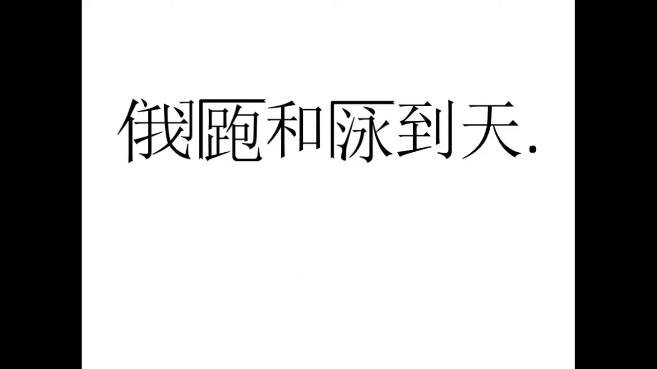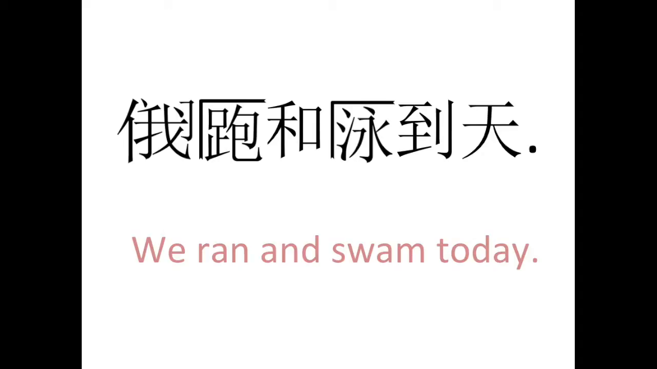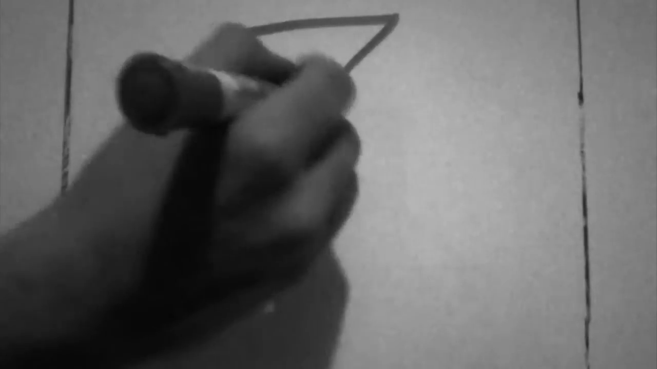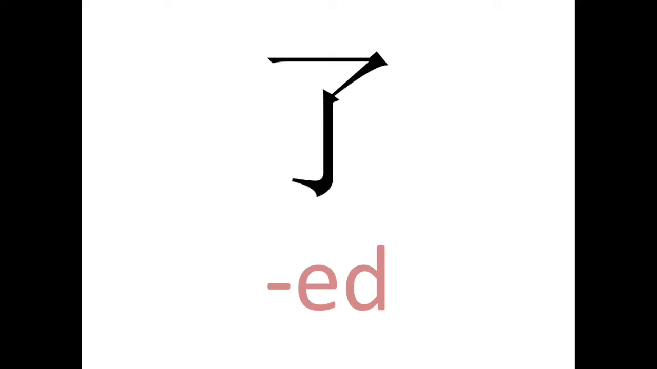It says, we ran and swam today. We ran and swam today. Very good. This is going to be our past tense marker, ed, right? Because that's sort of what it means in Chinese. And we touched on this a little bit before, right? This is how you draw it. Right, 2 strokes, so easy, ed.